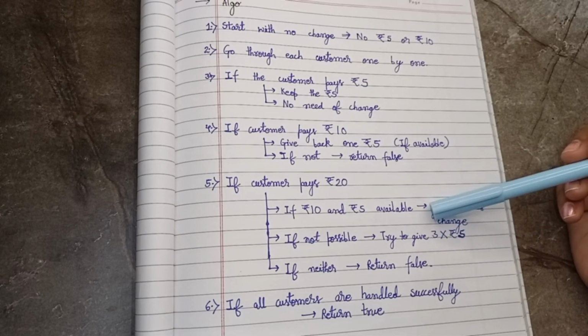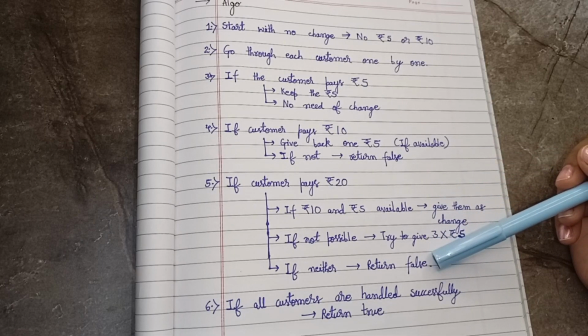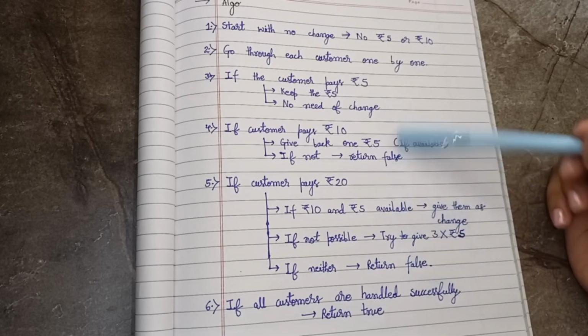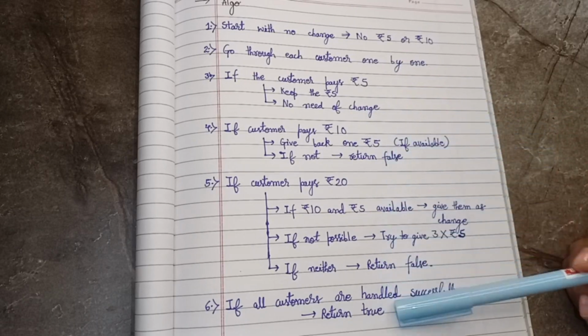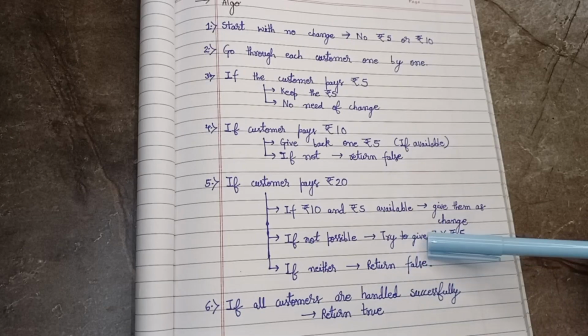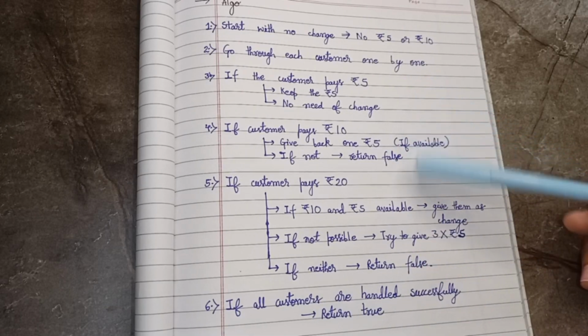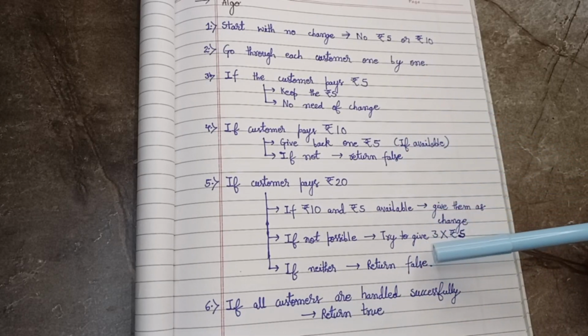If neither of them is present, then we have to return false because we are unable to give him the change. Now if we are able to satisfy all the customers, then we can return true. Otherwise, we must return false if we failed to return the right change to any one of them.